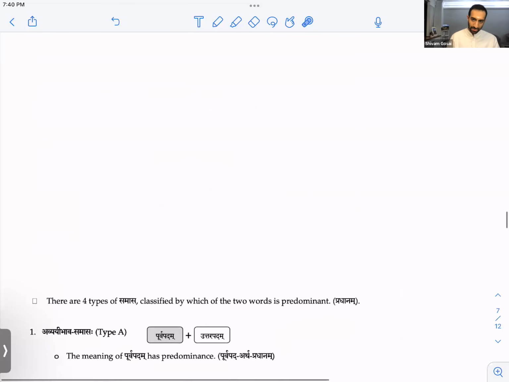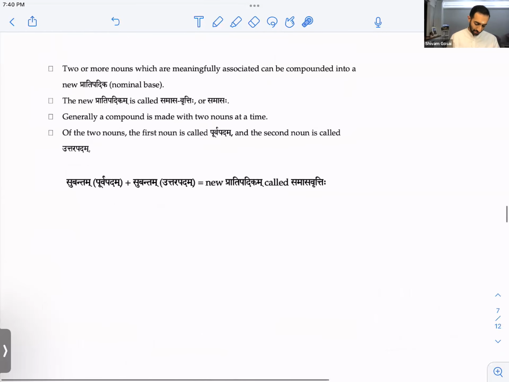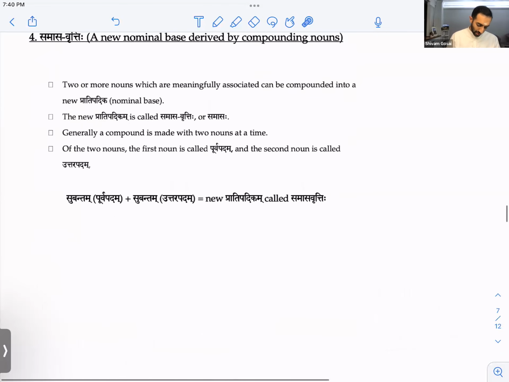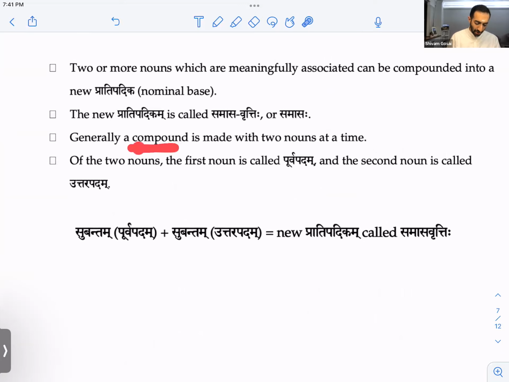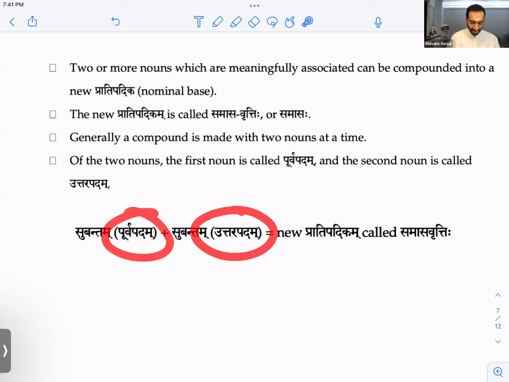Yeah, we call it a Samāsa pratipadika. That's fine also. What I wanted to say is that generally this compound word, a samasa, is made with two nouns at a time, right? So we call the first one Purvapada and the second one Uttarapada. Purva means previous one, Uttara means later one.